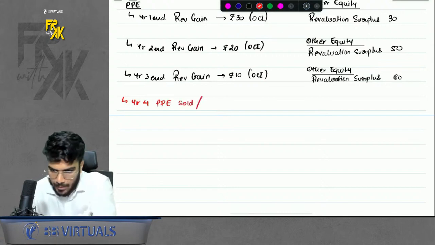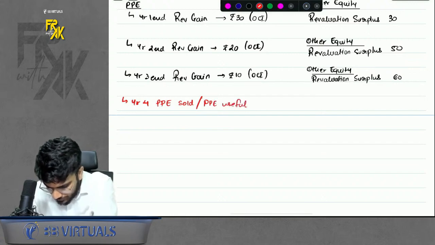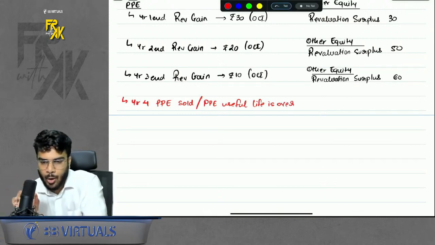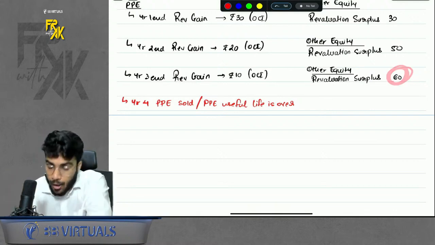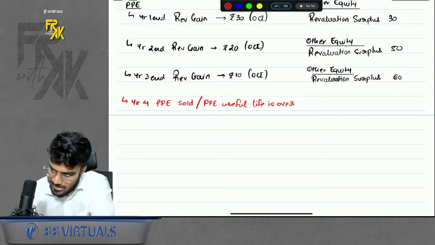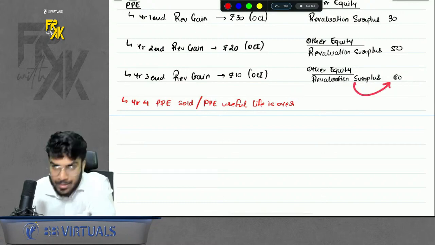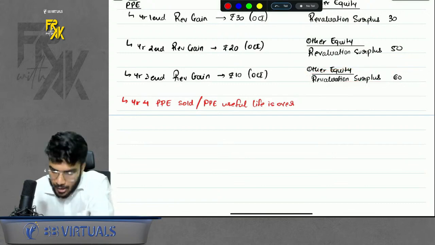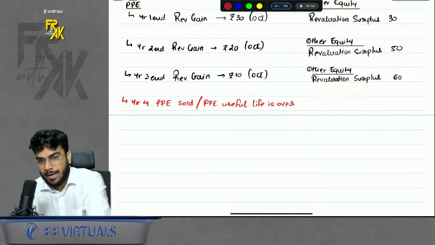Now, what happens in year 4 is, let's assume in year 4, either we sold the PPE or the useful life of PPE is over. Either of the case, basically the PPE is gone out of your balance sheet, right? So now what will happen with this surplus? What is to be done with surplus? Because this surplus is still existing in your other equity, right? So will it stay in this surplus balance only? No, because this other equity head denotes that it is an unrealized profit. So once your PPE is sold or the useful life is over, what is to be done with this surplus? That is to be discussed now, right?